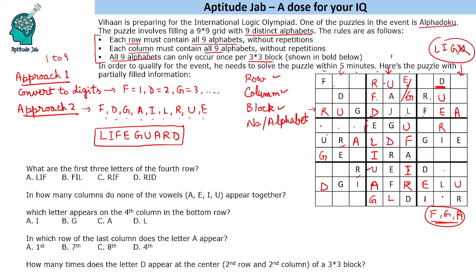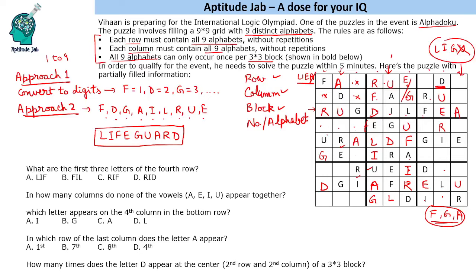Or if we look at this one, we had 4 elements missing. L, I, E, A. A cannot come in these two and A cannot come here. So we have A here. So we have filled at least one of these.